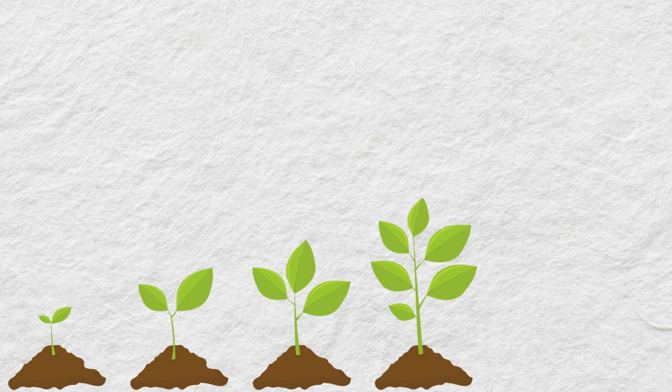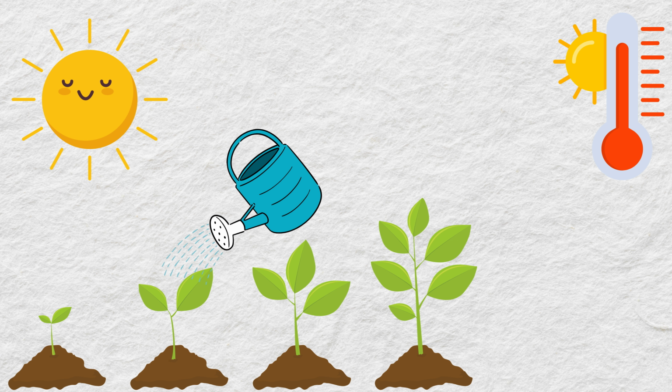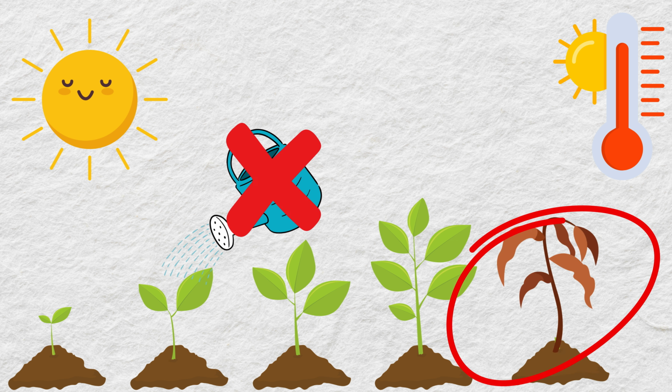Let's say you're growing a plant in your garden. It needs sunlight, good soil, water, and the right temperature. Take away just one of those abiotic factors and the plant can't survive. It's the same in an ecosystem. Even though these parts aren't alive, they control the conditions of life.